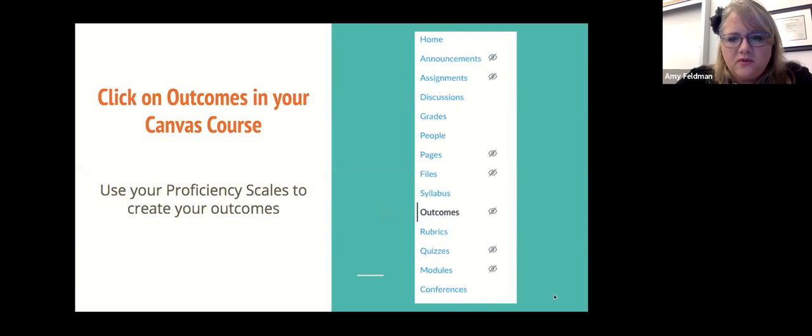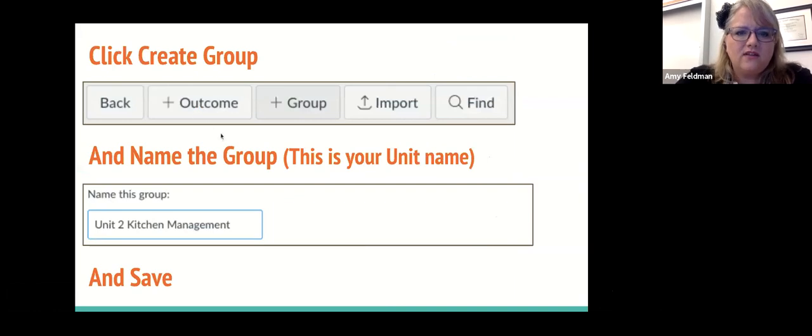So you are going to use your proficiency scales to create these outcomes. So you click. Now, I know this is really hard to do, like to actually learn without doing it, but I'm just going to quickly run through this so that you can kind of see how it all comes together. So once you click on outcomes, you don't want to add an outcome right away. You add a group first because your group is your unit. So I'm going to use Unit 2, Kitchen Management as my group. So I'm going to click on Group, add the name to your group, and hit Save. Okay, so that's your first step.